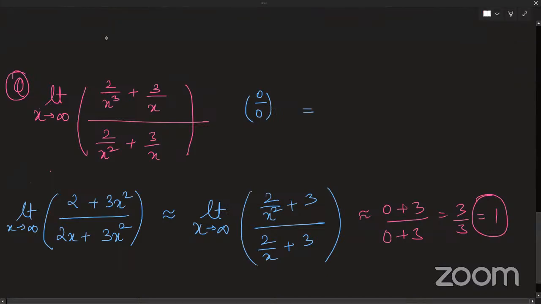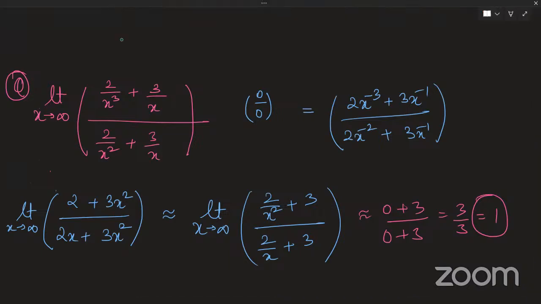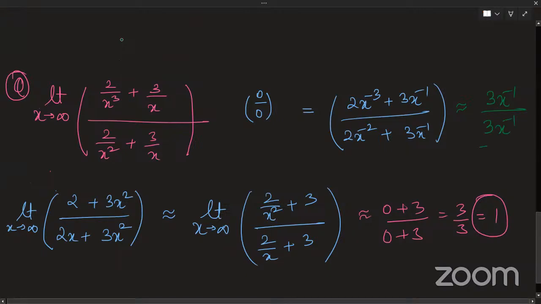So just write it in the other form. You get 2x to the power of minus 3 plus 3x to the power of minus 1, divided by 2x to the power of minus 2 plus 3x to the power of minus 1. Now tell me, out of minus 1 and minus 3, which of these is the greatest? Minus 1 is correct. What about minus 1 and minus 2? Minus 1. Again, you get your answer 1. Got it now, everyone?